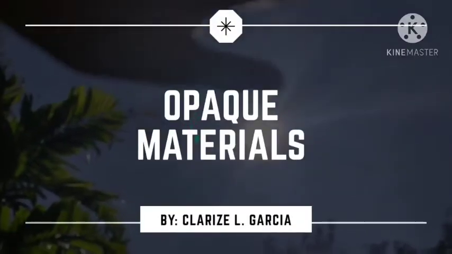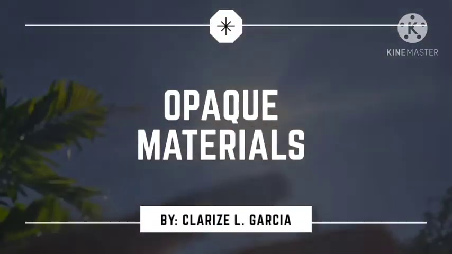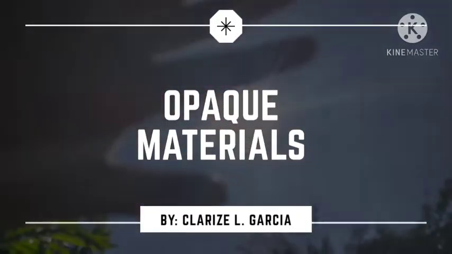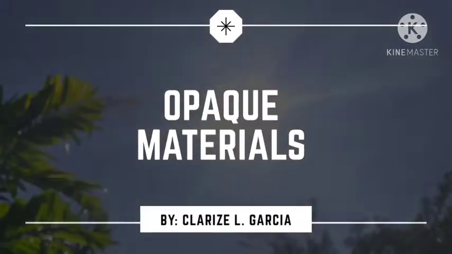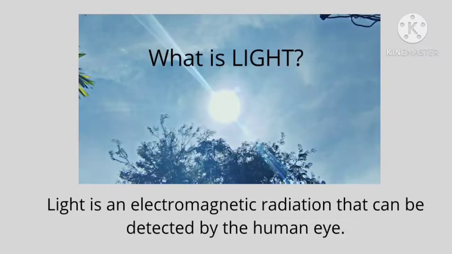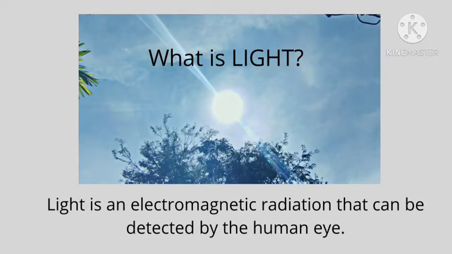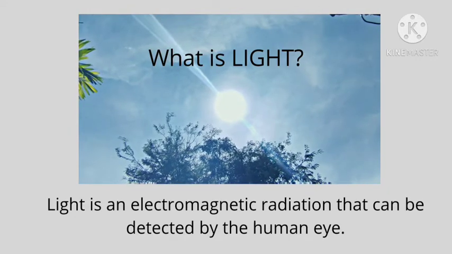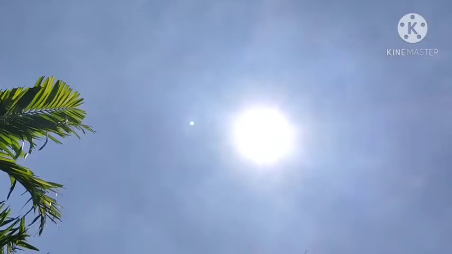Today, we are going to study about opaque materials. But before that, let us first understand what is light, source of light, and how does light travel. What is light? Light is an electromagnetic radiation that can be detected by the human eye.